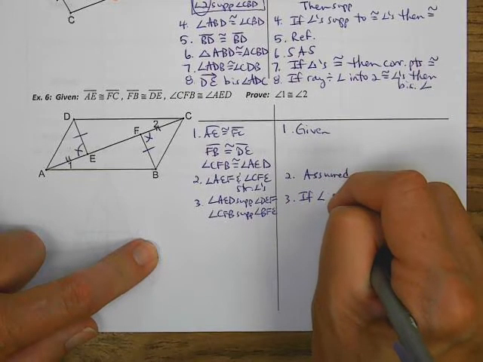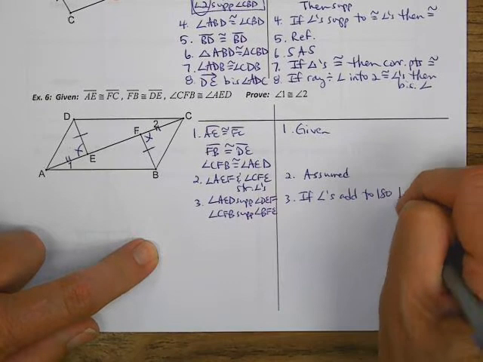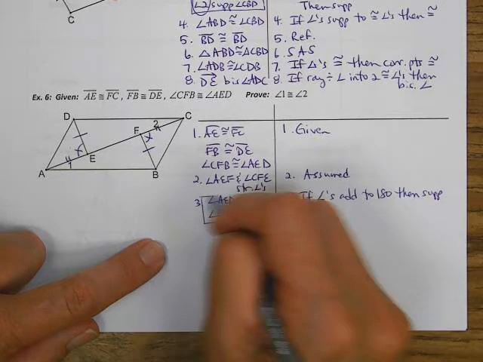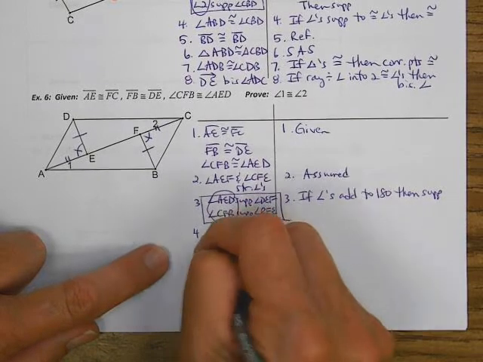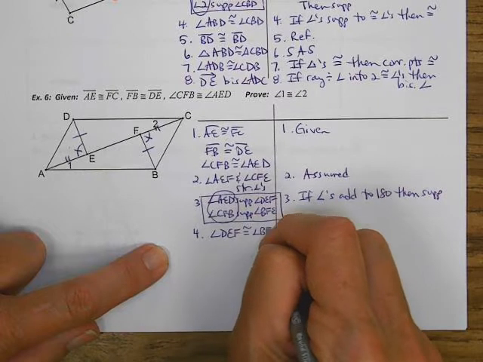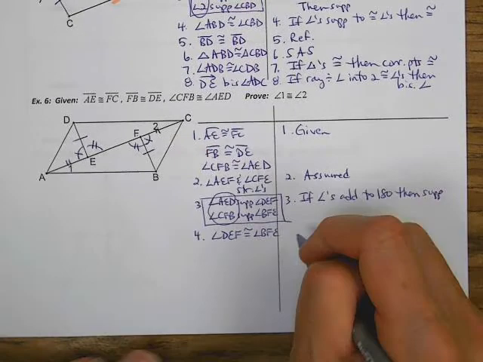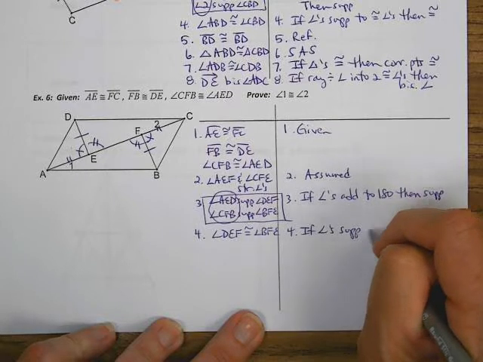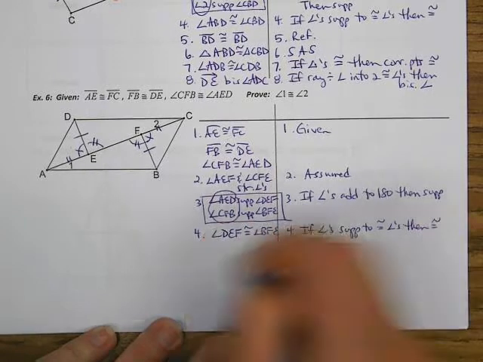If angles add to 180, then sup. I can put them in a box, and I see above I have these two congruent. That's these first two. So therefore, angle DEF will be congruent to angle BFE. That's this guy and this guy. So I got those using supplementary. Remember that reason? If angles are sup to congruent angles, then they are congruent.